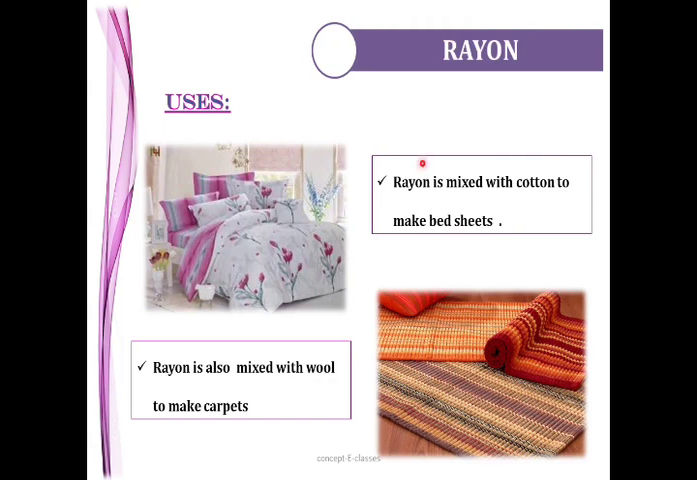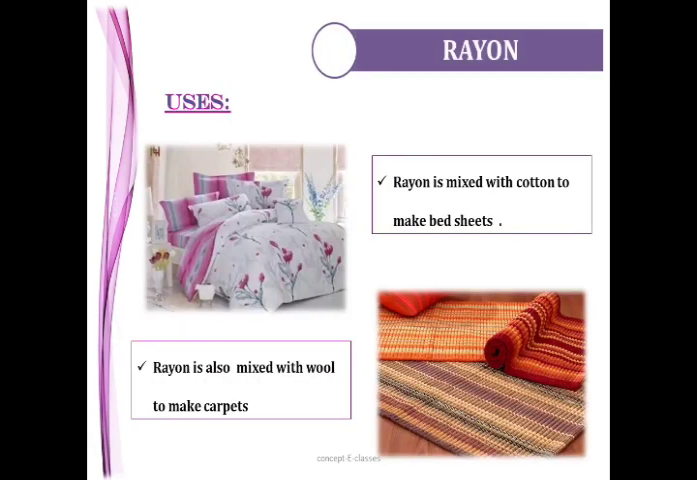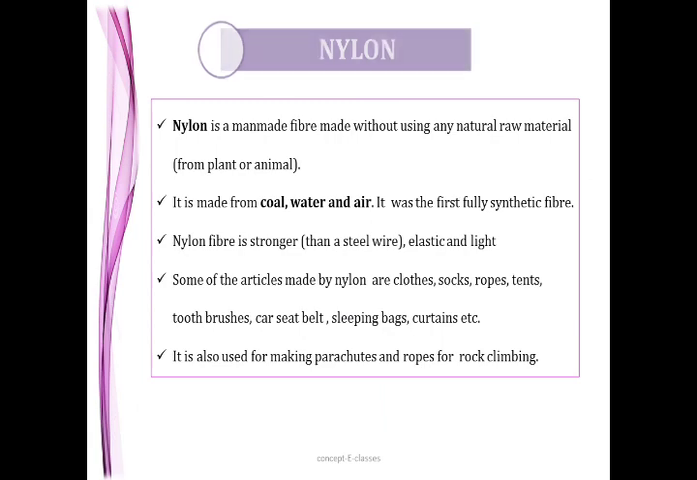Now the uses of synthetic fiber. Rayon is mixed with cotton to make bed sheets. You might be seeing the bed sheets. The next use, rayon is also mixed with wool to make carpets. These are the two uses of rayon. One is to make bed sheets and the other is to make carpets.